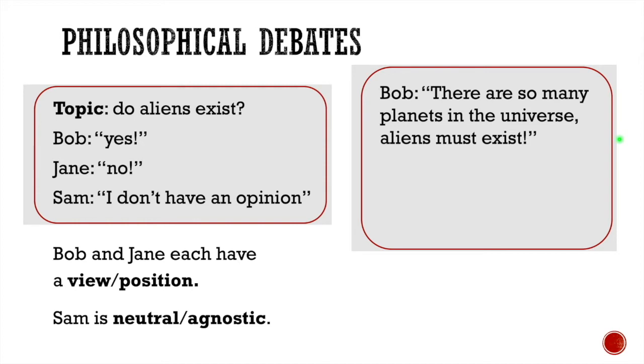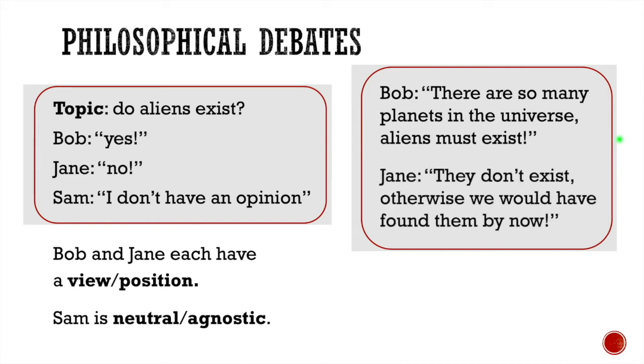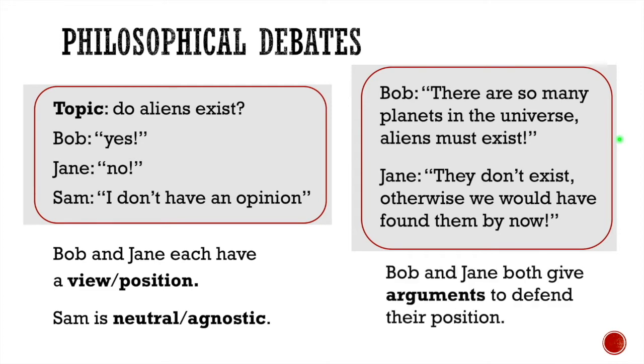And then with positions and views, there are also arguments. So Bob says, well, yes, aliens do exist. And here's his reason: there are so many planets in the universe, aliens must exist. Jane says, they don't exist, otherwise we would have found them by now. So Bob and Jane are both giving arguments to defend their position.